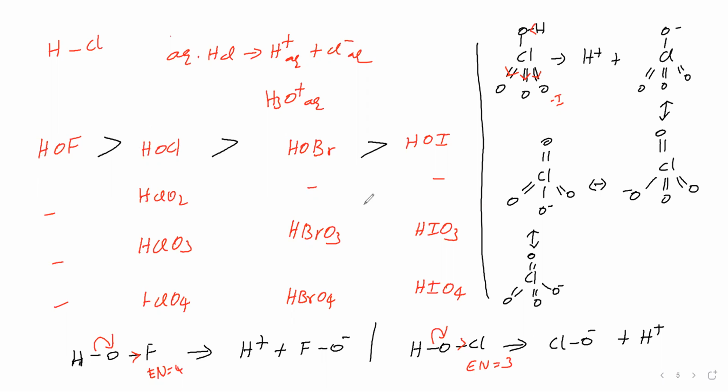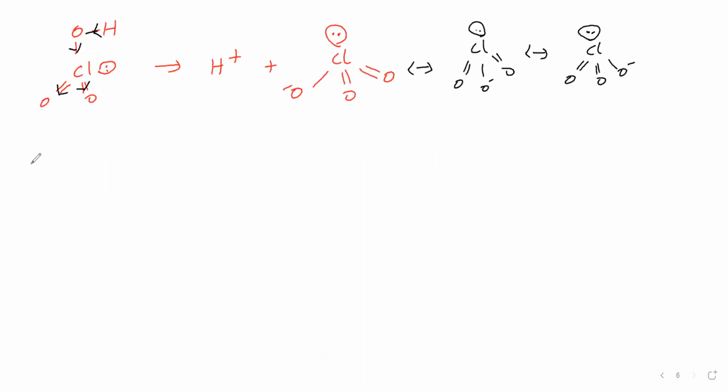Now we will see oxidizing strength. How is the oxidizing strength? HClO is unstable, therefore it decomposes to give HCl and nascent oxygen. Next, we will take HClO2. Here Cl is plus 3. Here Cl is plus 1. Oxidizing means it is undergoing reduction.